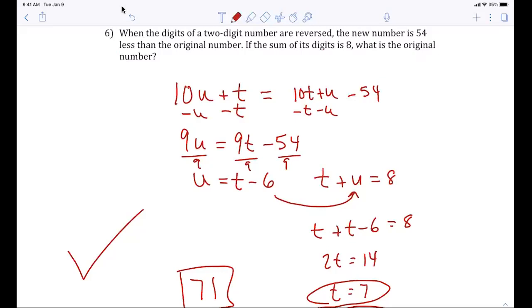Some people just write out all the possible digits. Again, if the sum of 2 digits is 8, it can be 1 and 7, 2 and 6, 3 and 4, and so on. Do you see what I'm saying? That's why I don't like that.